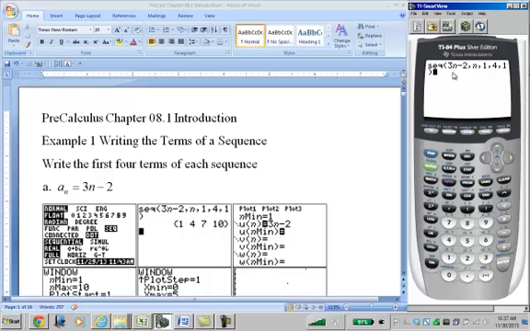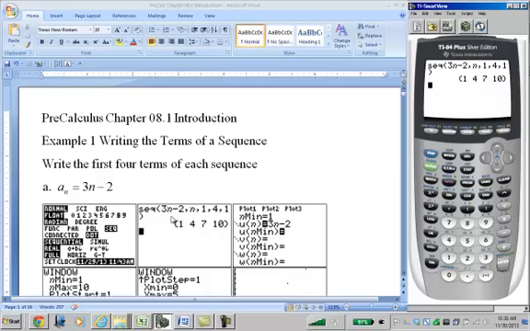Now let me go over this again. The first thing I put in is the function rule, 3n minus 2, comma, and then the variable n, comma, then the first value for n, the last value for n in the sequence, and then the progression. I'm going up by steps of 1. I hit enter, and there are my numbers, as you can see right here.